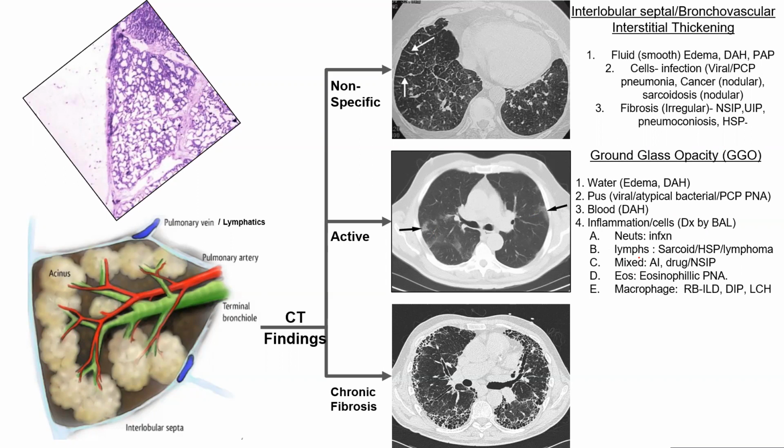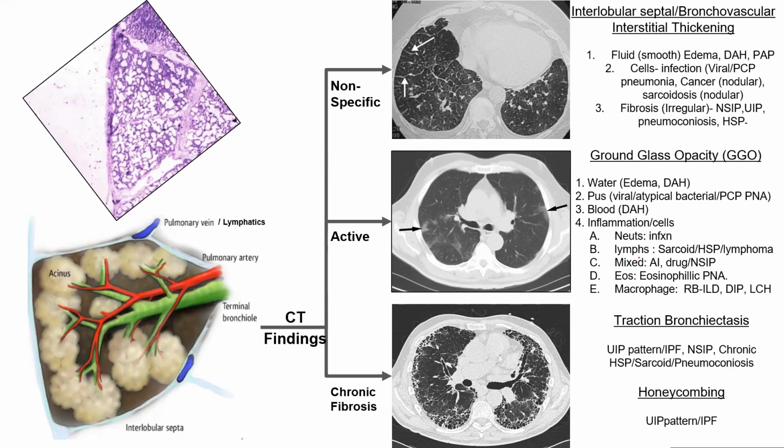So I went through some of the signs that you see on CT scan. I went through septal, bronchovascular, interstitial thickening. I went through ground glass opacities. These are pretty nonspecific. They can be secondary to really a range of etiologies. But these signs that I'm going to go through next are a bit more specific to chronic fibrosis. So the two things that I'm going to look for are, first, traction bronchiectasis.